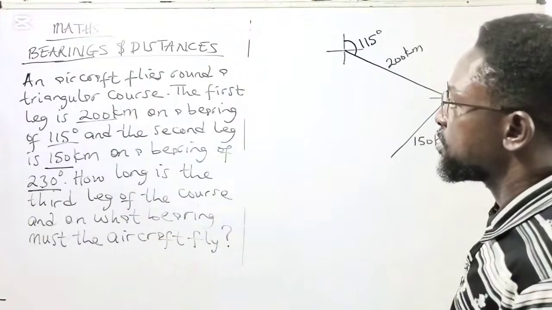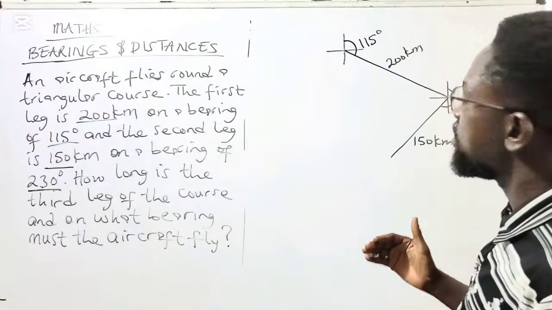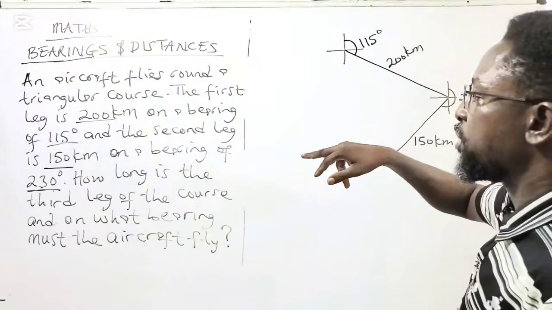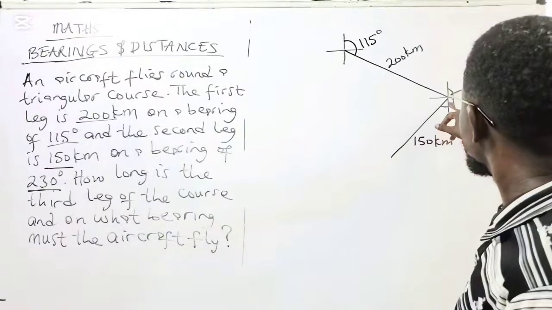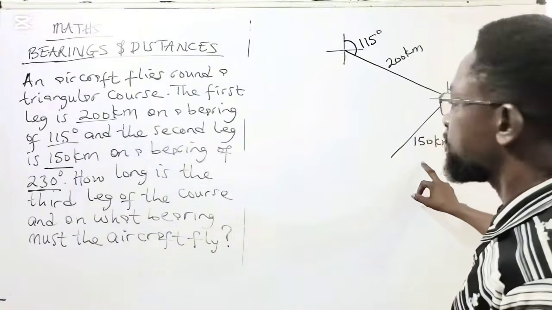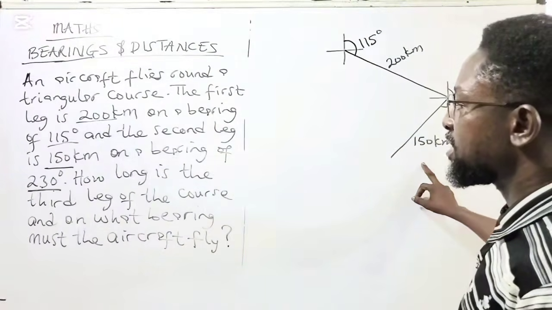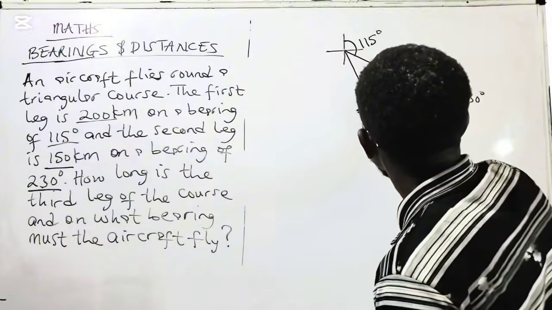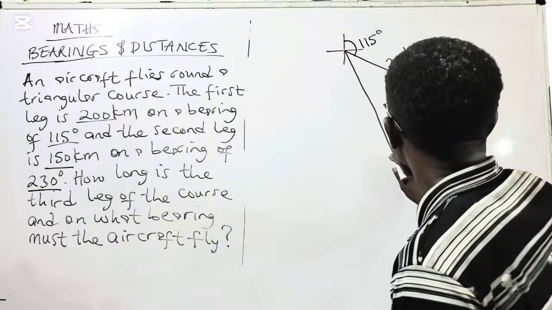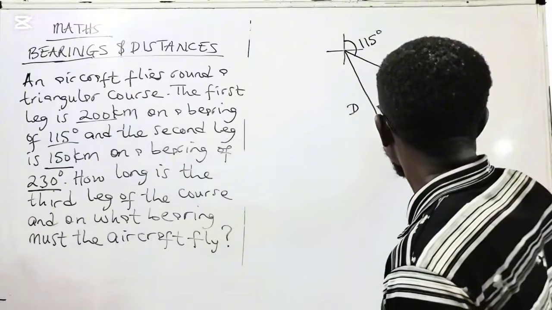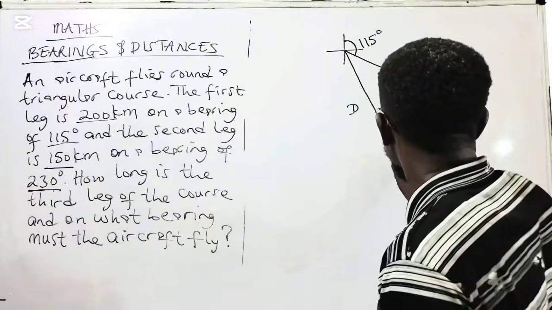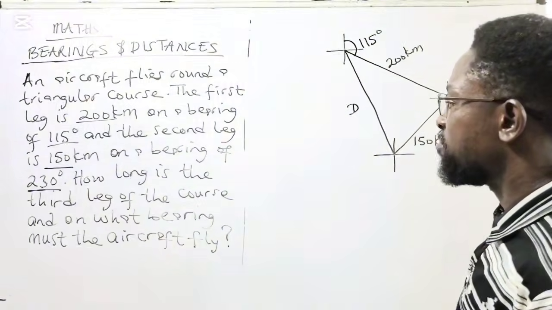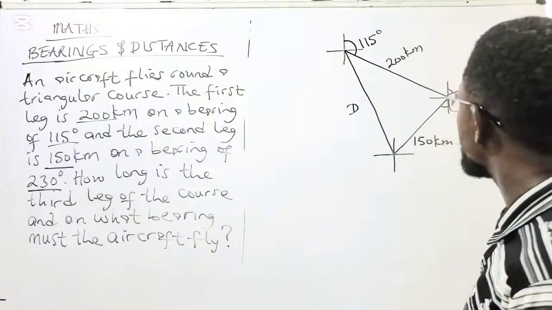230 degrees. First one, 200 kilometers, 115. Second one, 150 kilometers, 230. So how long is the third leg of the course? We're looking for this one. That's the distance. And on what bearing must the aircraft fly?